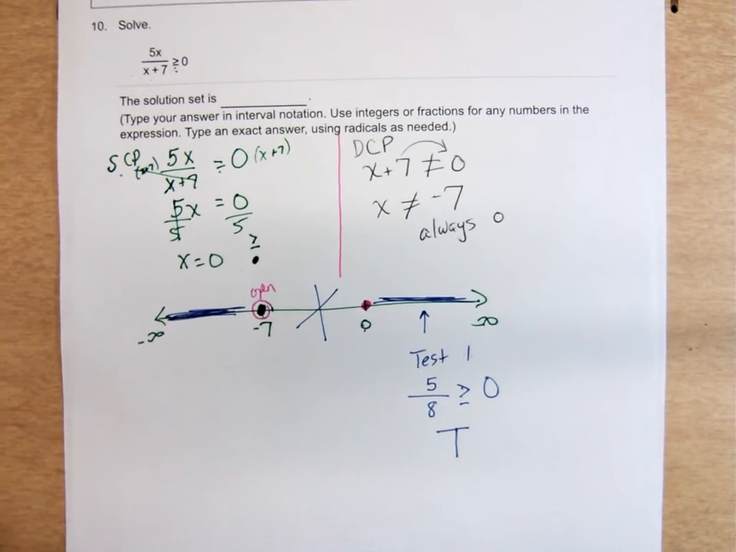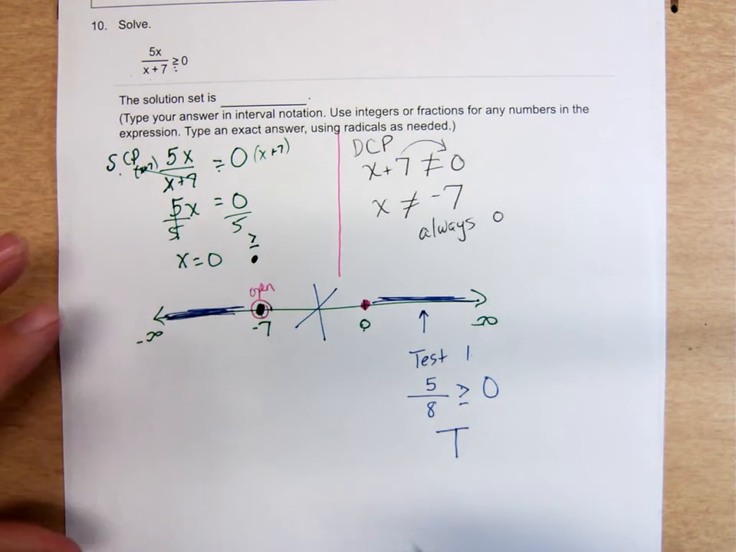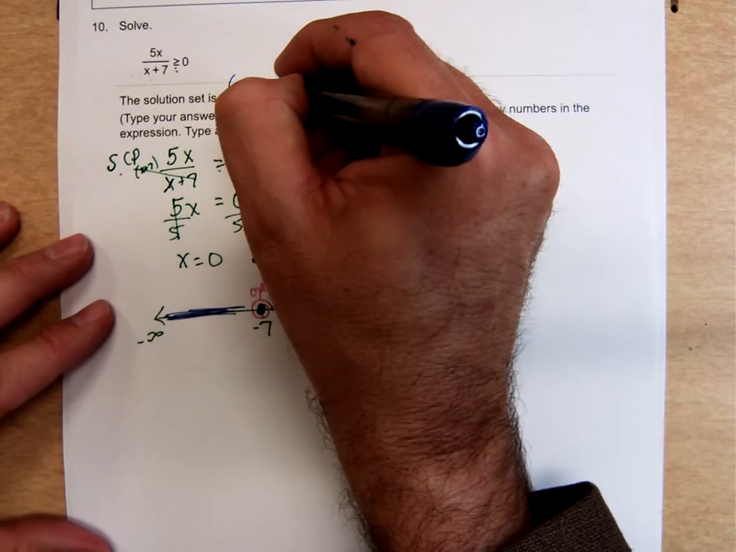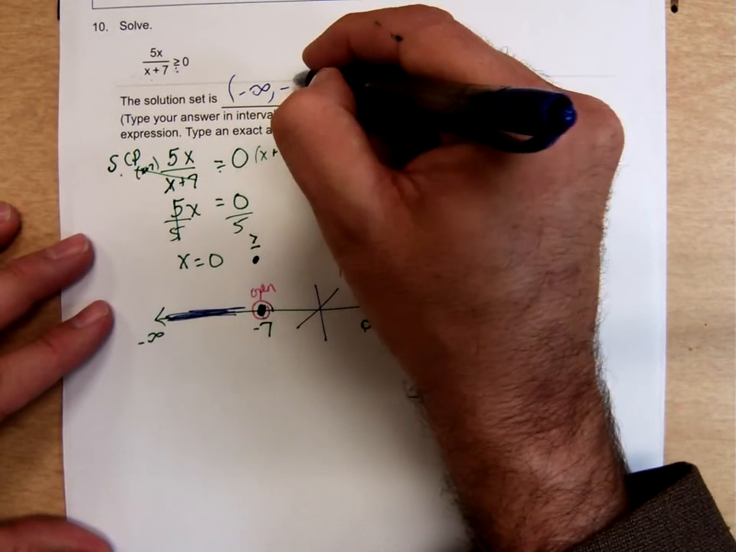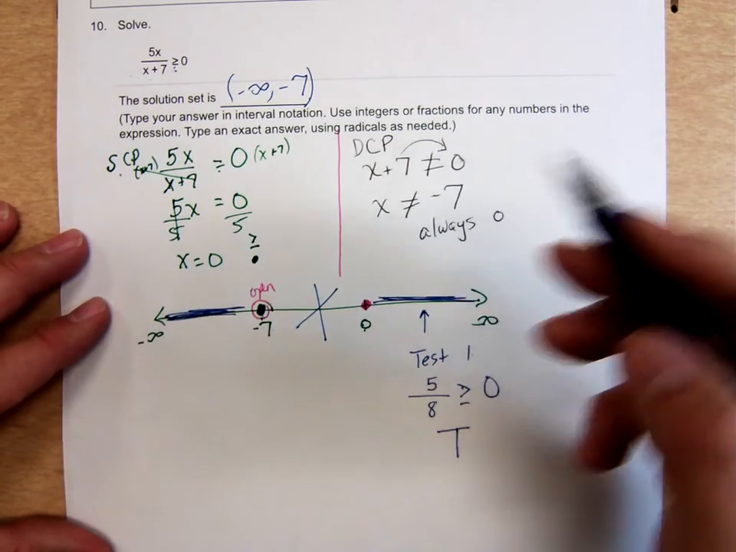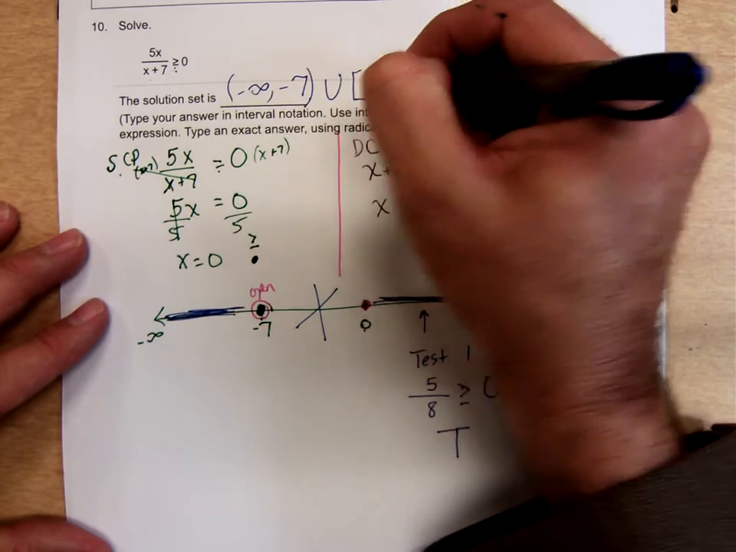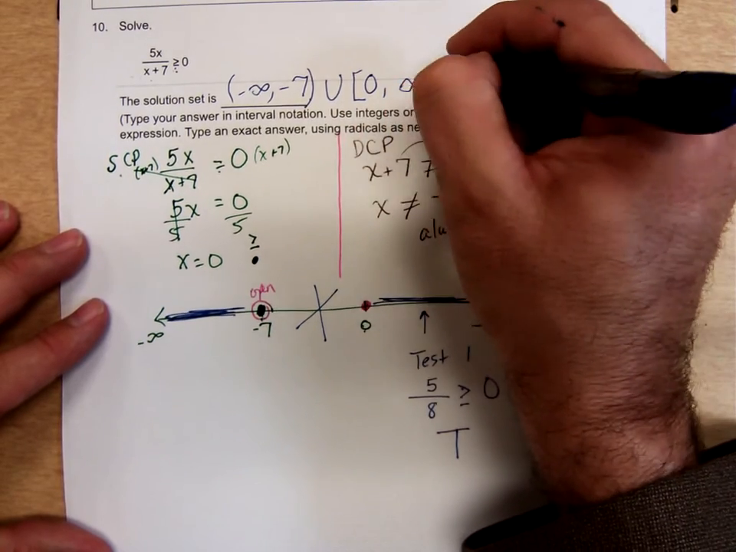Then write it in interval notation. Remember, you always put parentheses by infinity symbols. Open circles also have parentheses, and that's an open circle there. In bracket 0, comma, infinity.